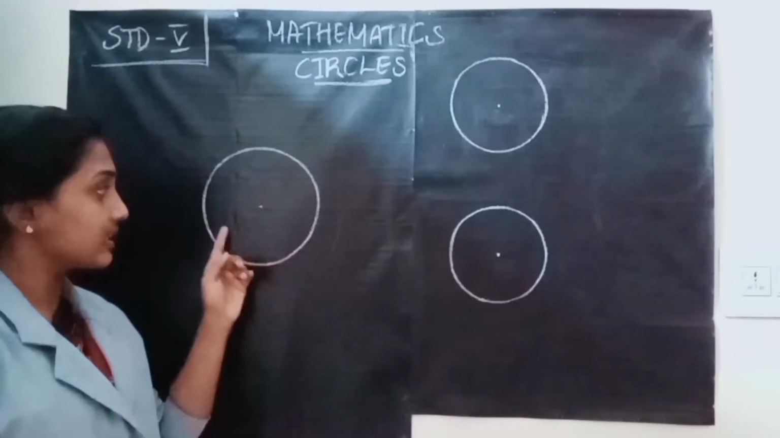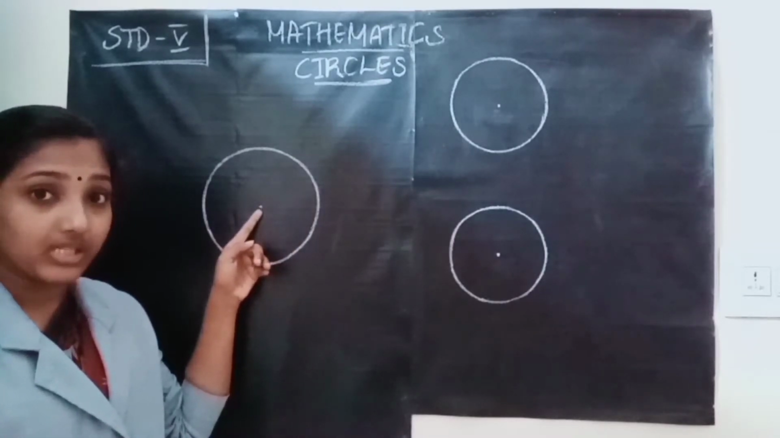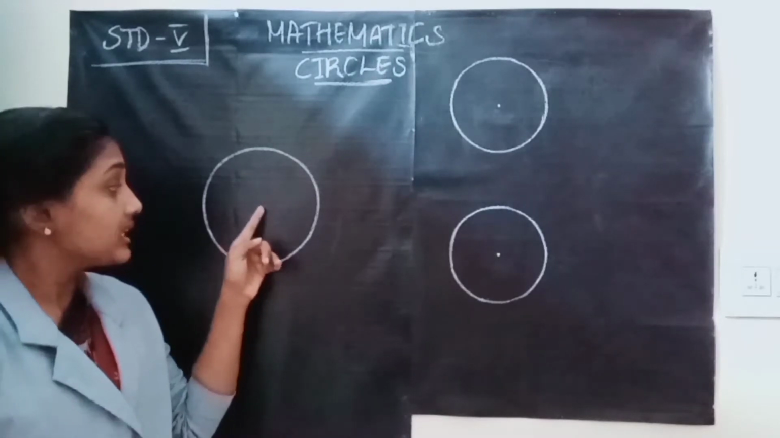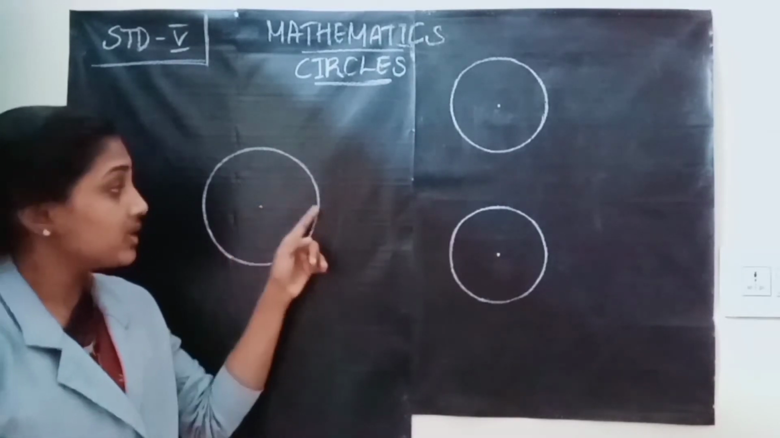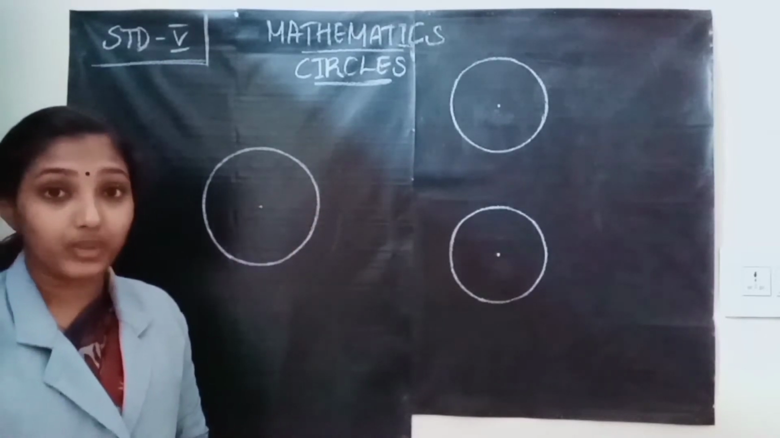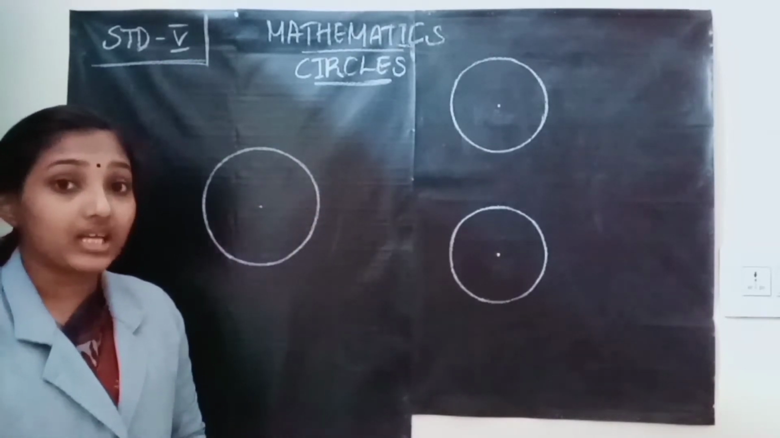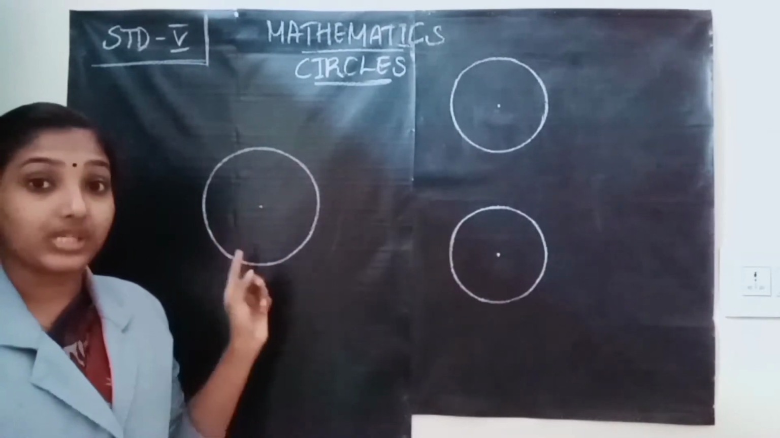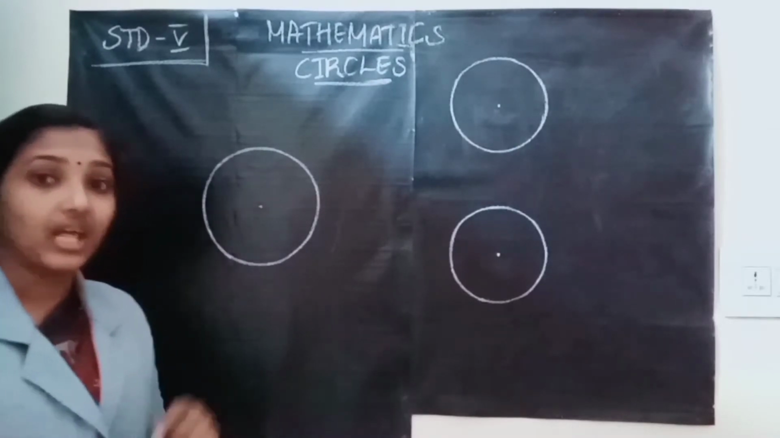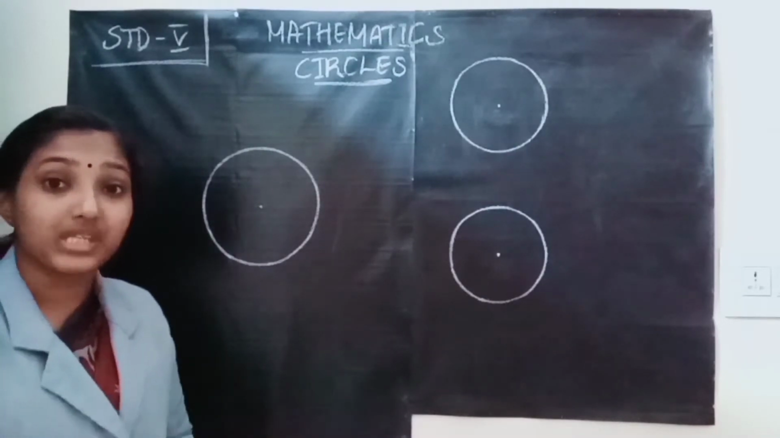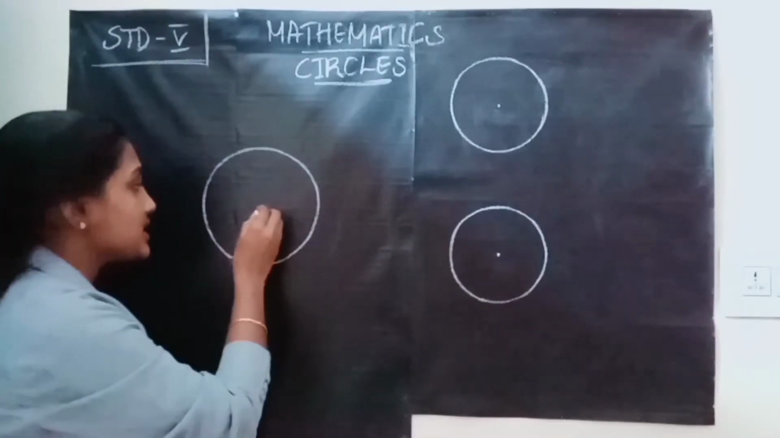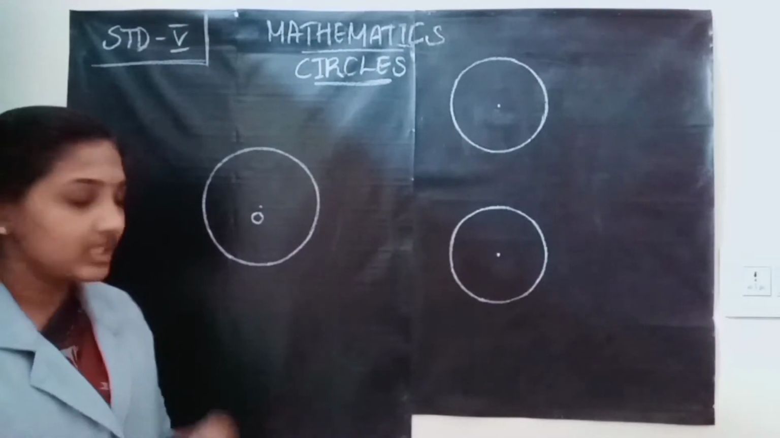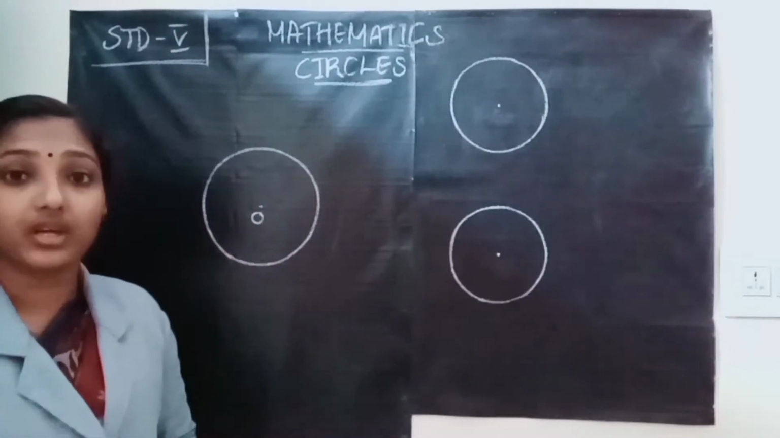Okay, so inside the circle we could see a point, and this point is a fixed one, and the distance from this point to the circle is always the same. This fixed point is called the center of the circle, and we can represent the center using capital letters. Let it be O. Here for the circle, let the center of the circle be O.